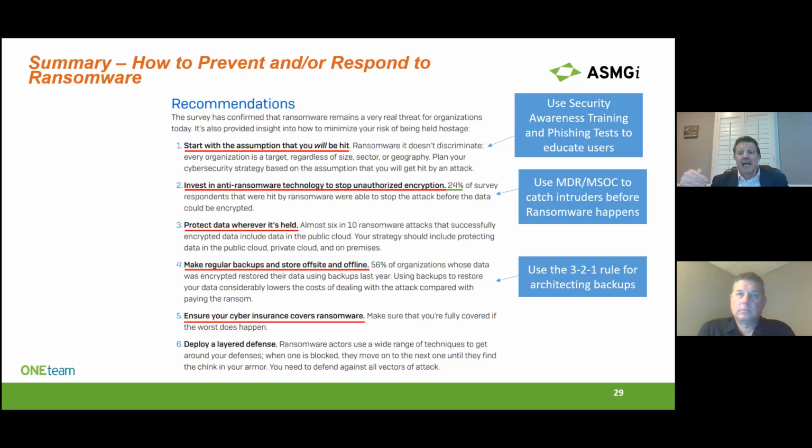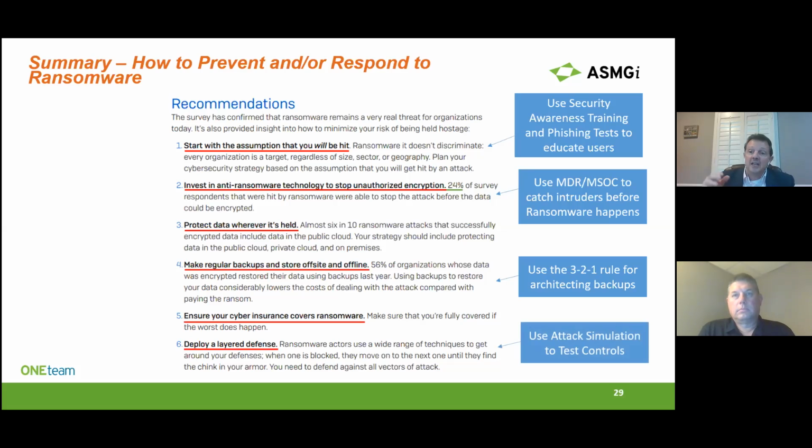Because some people are getting hit with these ransomware attacks, and they find out later that their cyber insurance that they've been paying for all these years doesn't really cover it. It would be nice to know that ahead of time. Make sure it is. That's the message, I think, from this. And deploy a layered defense. I think this is critically important.